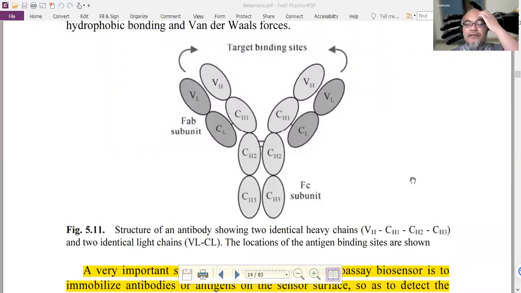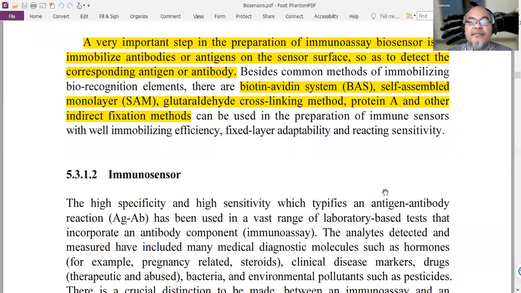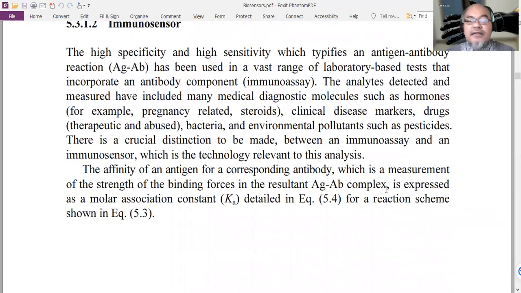Yesterday we started to discuss affinity biosensors. One of the most used affinity biosensors is the antibody and antigen biosensor, or for short, we call it an immunosensor. It is a biosensor that uses an immunoagent as its biosensing element, and this makes use of the high association constant between the antibody and antigen, and the antibody-antigen complex.